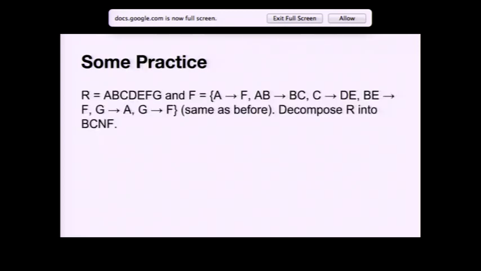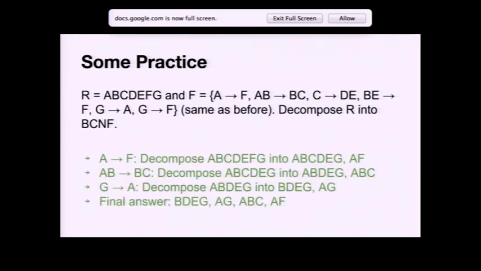Okay, we'll step to a practice problem really quickly. If you have relation R with the attributes A, B, C, D, E, F, G, and the given set F of FDs, then ignore the "same as before" part. I didn't copy the slides correctly, but decompose R into BCNF. The way that would work is let's go from left to right, dealing with the offending FDs inside the set F that cause us to violate BCNF.